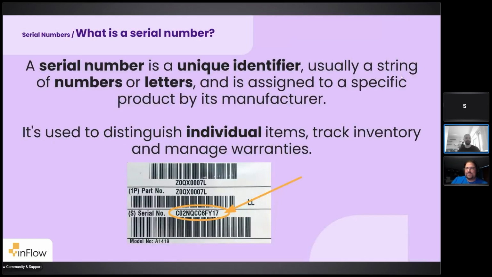So what is a serial number? The serial number is a unique identifier. It's usually a string of numbers or letters or a combination of both, and is assigned to a specific product by the manufacturer. It's used to distinguish individual items from each other, to track inventory, manage warranties, and more. We have a little image here of an example of the barcode or a part number up top, and then the serial number at the bottom. We'll also go through a few examples of the differences and how they may appear and how to differentiate them.